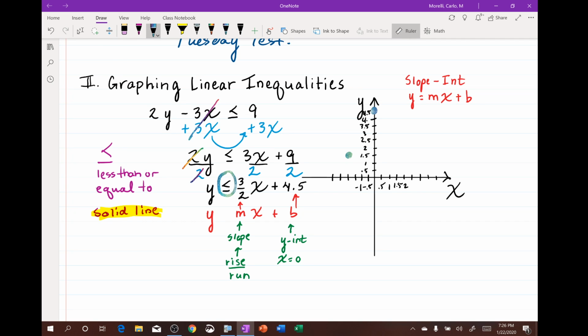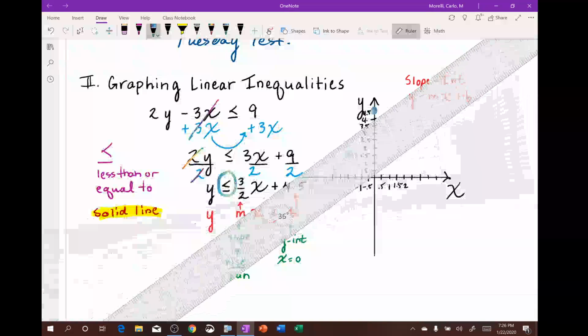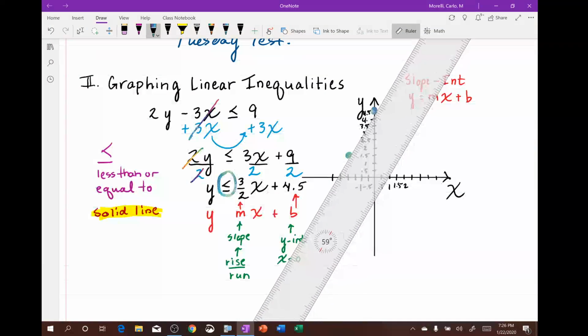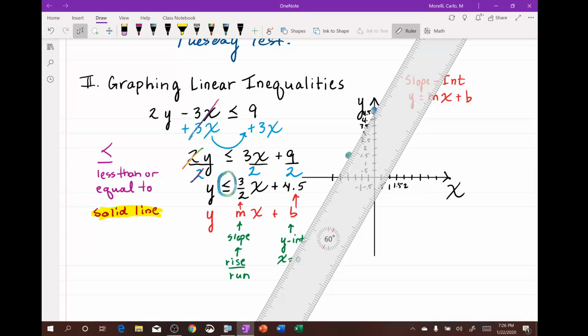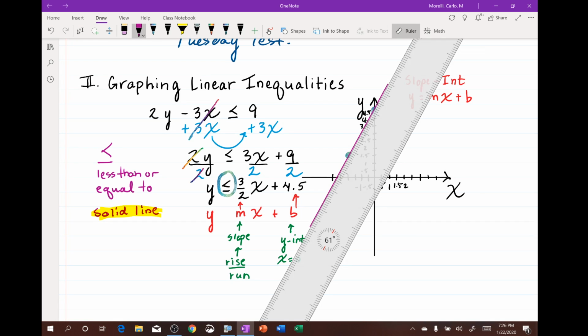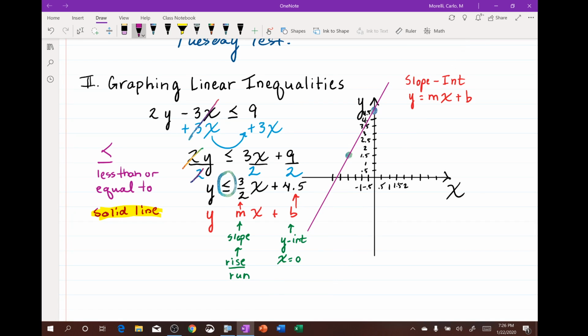Now I need the ruler to connect those dots. So we'll connect those dots, and what we're going to use here is a solid line. I'm going to get a solid line, draw it right through, just like that. So this looks almost exactly like graphing a regular old equation. Now here's where things get different.